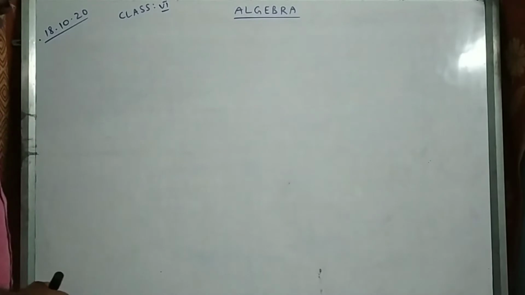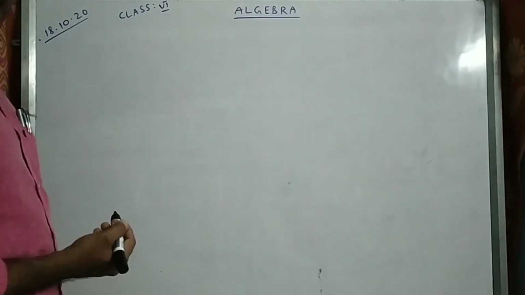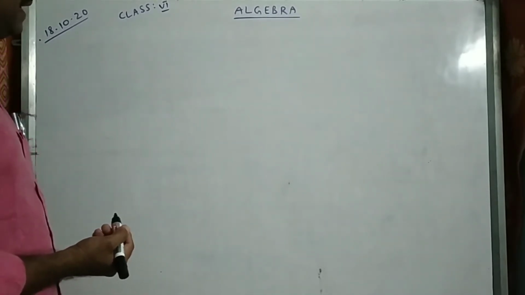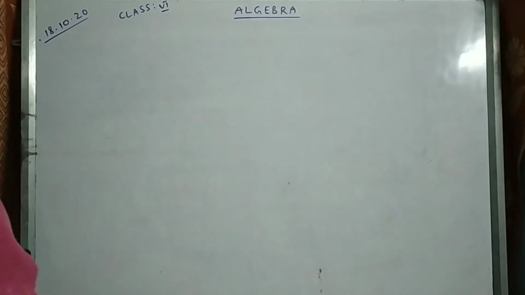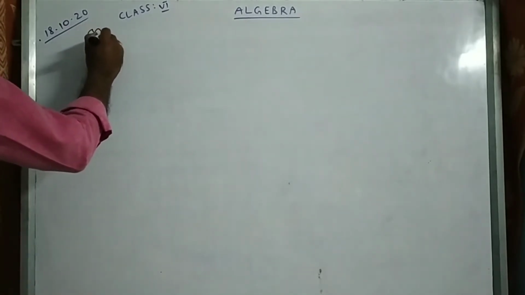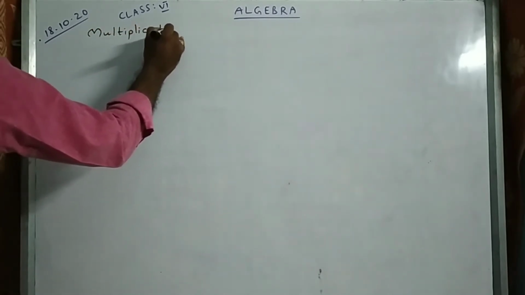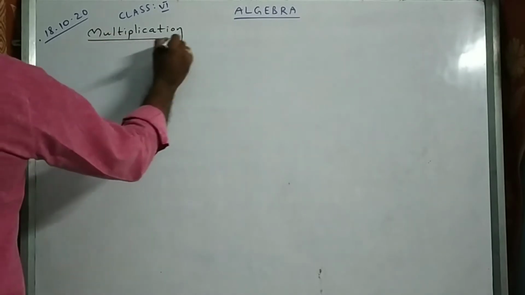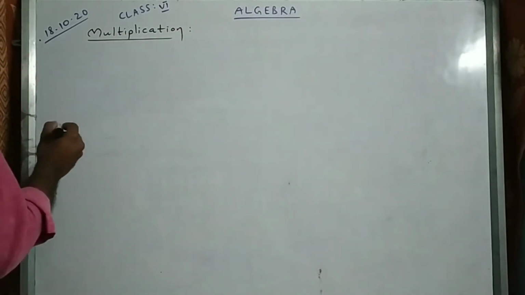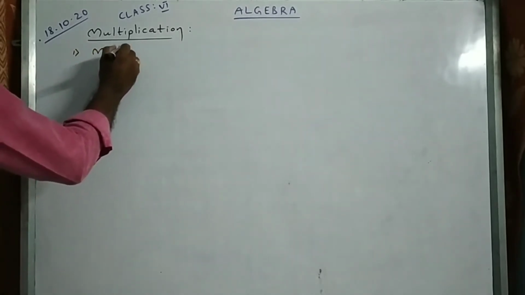So far we have seen the addition of algebraic expressions and subtraction of algebraic expressions, right? Today let us see the multiplication. Okay, multiplication of expressions. First, I will take monomials only.